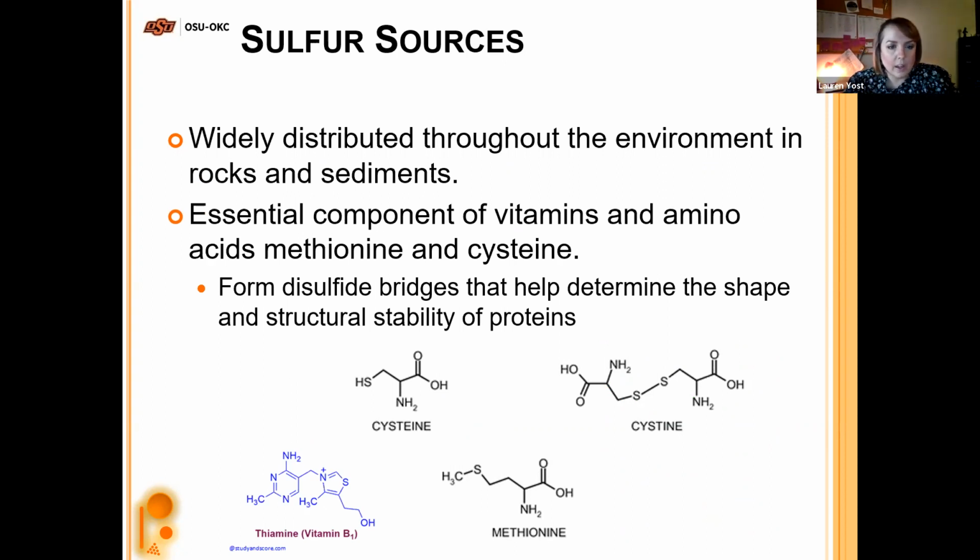Sulfur, where do we get that? The environment, rocks and sediments. We need this for methionine and cysteine, which are amino acids. And that disulfide bridge is important for the stability and the strength of proteins. So here is cysteine, here's that sulfur group, and here is methionine, here's its sulfur group. And so the sulfurs can form bonds literally across one another. It's two cysteine molecules that form a covalent bond. They're sharing electrons. So that interaction can happen. So this is an amino acid, by the way.